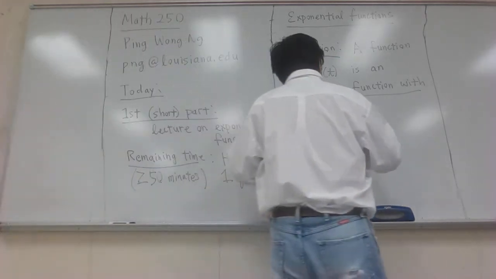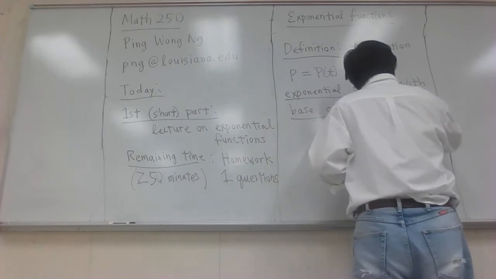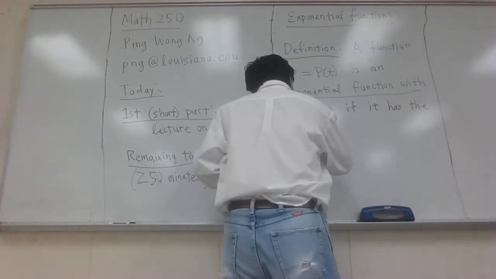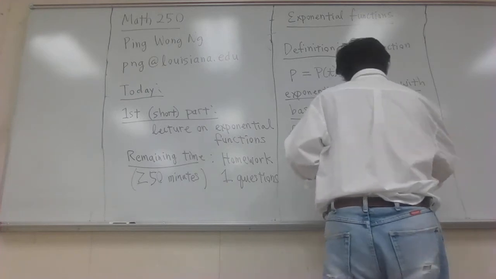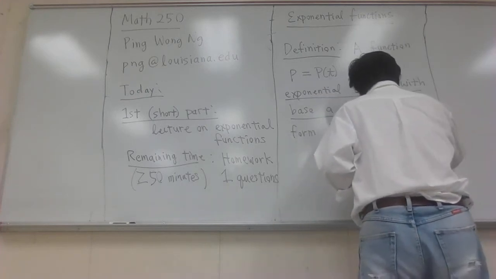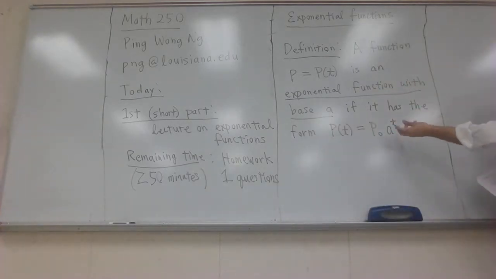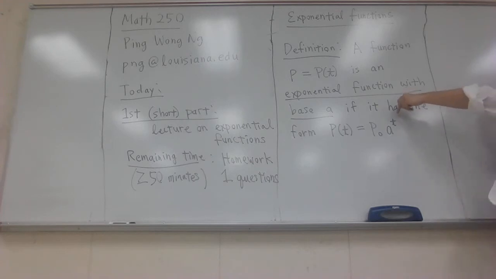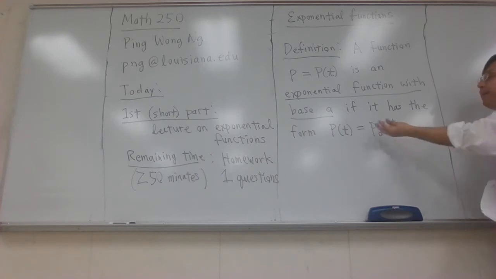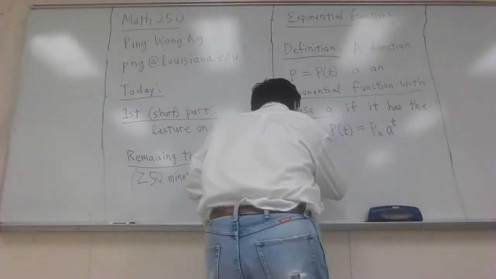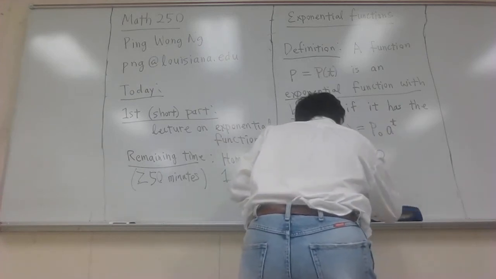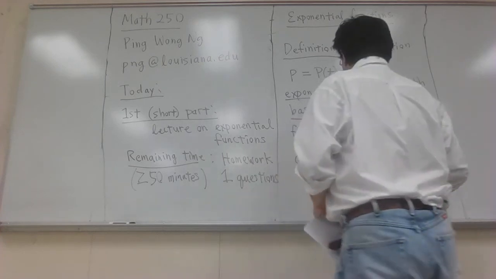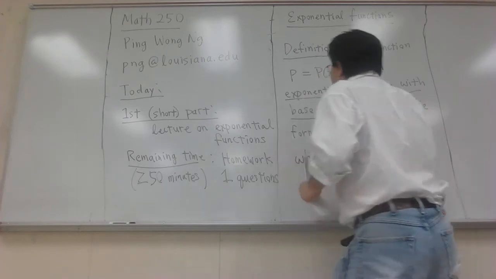P naught times a to the t. So in other words, it has the form of an exponent, and the input variable t is in the power. And what are P naught and a? P naught and a are specific concrete numbers which are strictly positive. So they're strictly positive constants. So this is the definition of an exponential function.